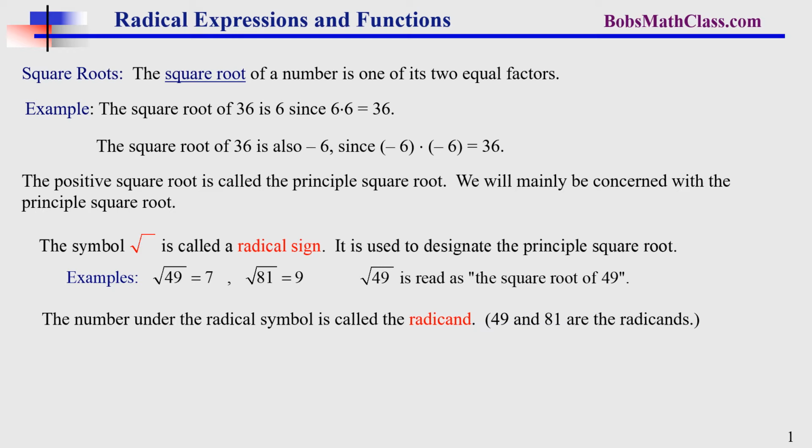The number under the radical symbol is called the radicand. So in these examples, 49 and 81 are the radicands. And the symbol is called a square root. In general, it's called a radical sign. This one's a square root, but in general, they're called radical signs.